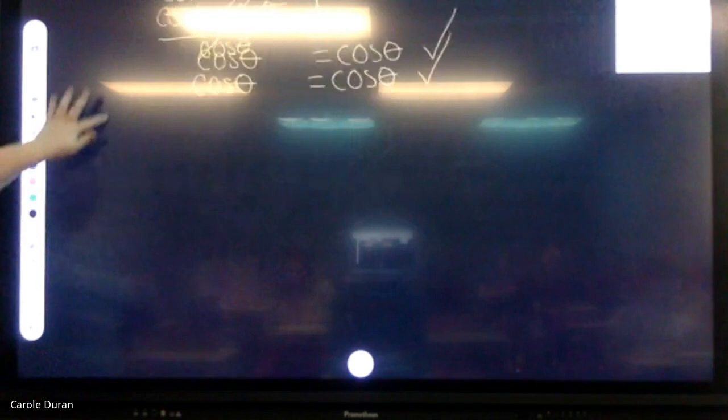Let's go ahead and do another problem. This will be the last trig equation one that we do, because I know your brains are getting thoroughly fried.